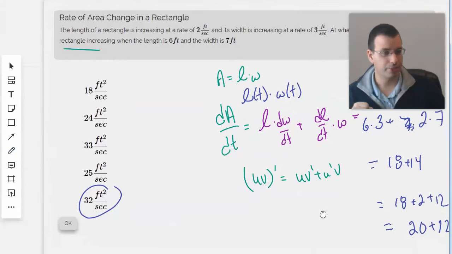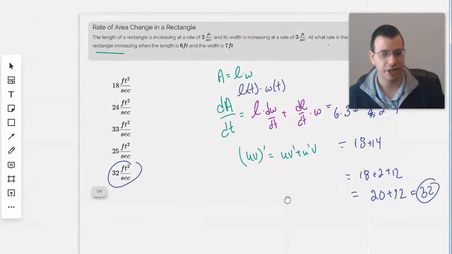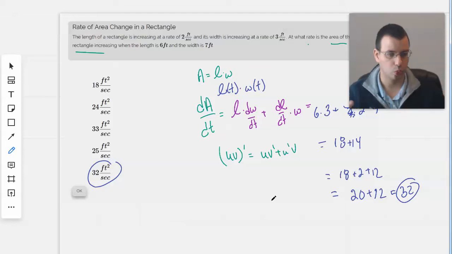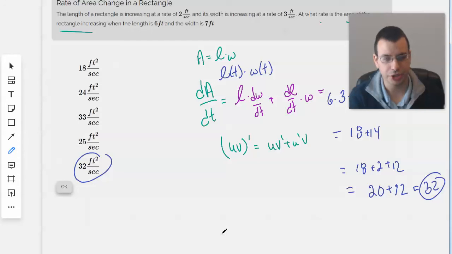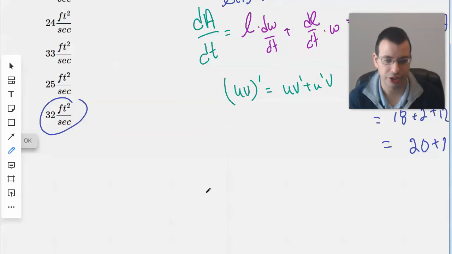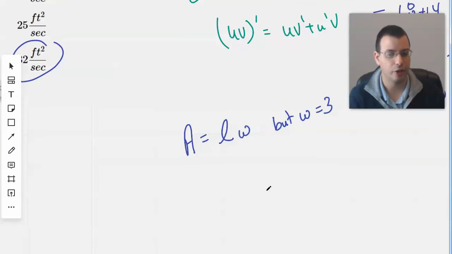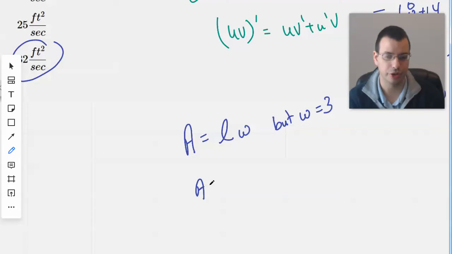As a quick sidebar, you might think, wait a sec, what's this with respect to t sort of thing? It's like, well, okay. Does the product rule work with constants? So let's do this a little bit differently. Let's say that area equals length times width, but W equals 3, always, no matter what. And so you're like, well, let's do the product rule here.